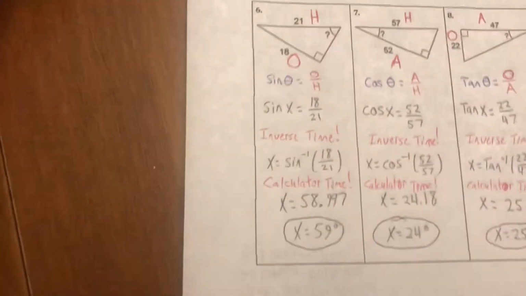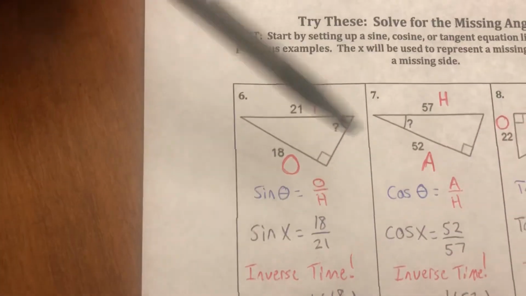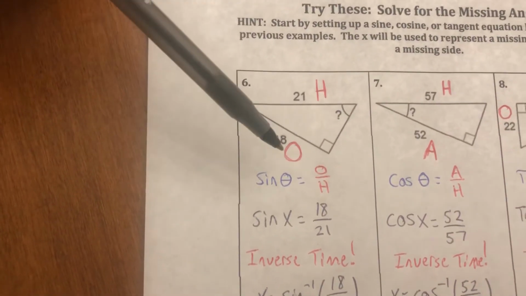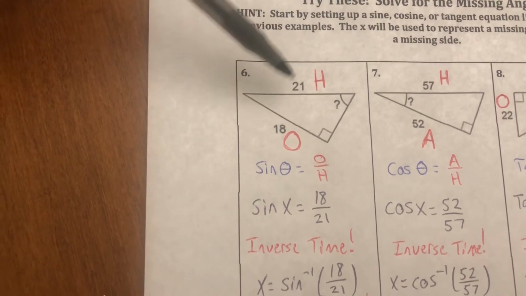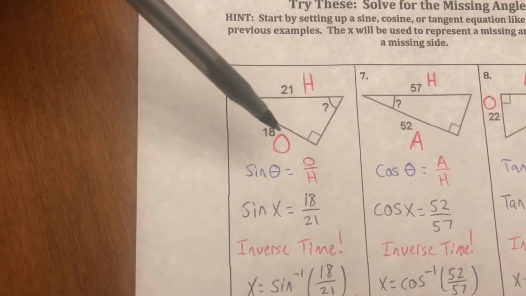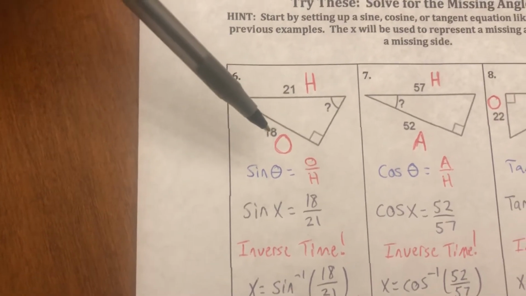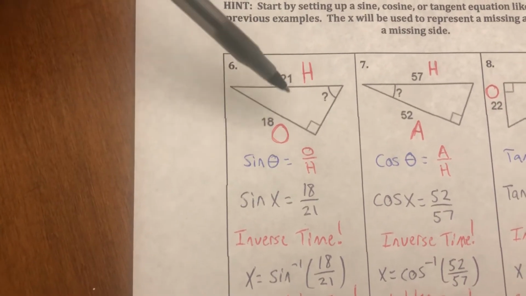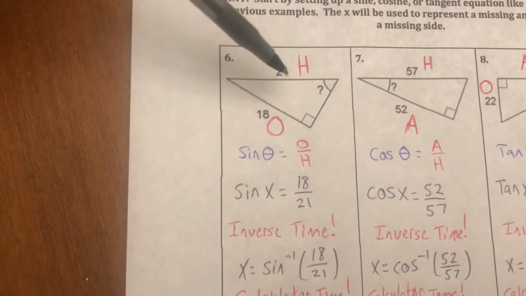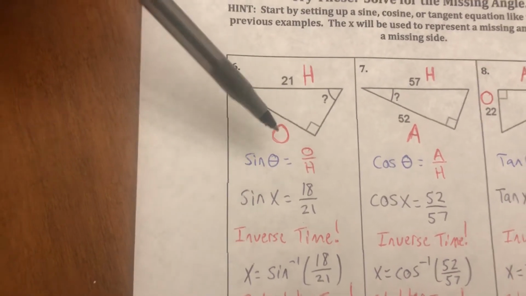All right, so looking at number 6. So we have our missing angle with a question mark there. Right away, we want to start off just labeling the sides that we're going to be working with, just like we did before. So we're given 2 sides instead of having one missing this time. So 18 is opposite from the missing angle. 21 is opposite from the right angle, so it's the hypotenuse. So we have opposite and hypotenuse.